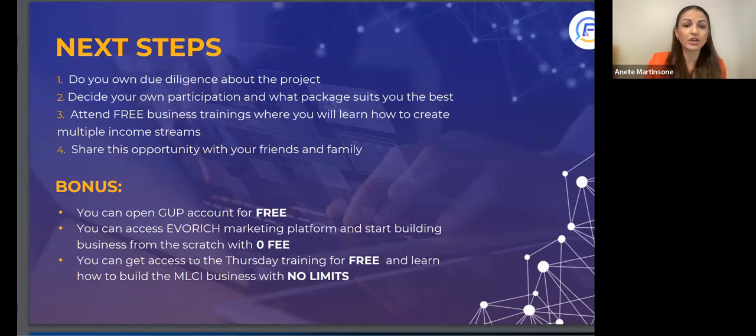And as a bonus, you can open the Global Unit Pay account for free. They can get access to the Evorich market platform and start building their business from scratch for free. And they can get access to the Thursday training, also for free, and learn how to build the MLCI business with no limits. And I want Julia to share also the link where you will get access to the crypto top up in Global Unit Pay fees. That's the breakdown. Yes, Aidan has done it on the Evorich Ocean Facebook page. Just go there and have a look at the truth about the fees.